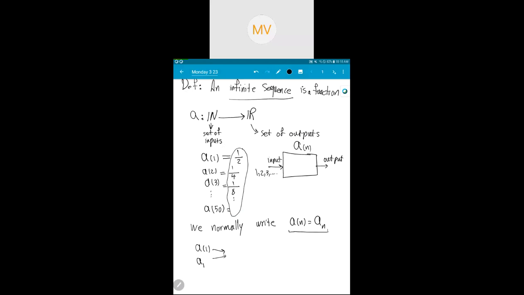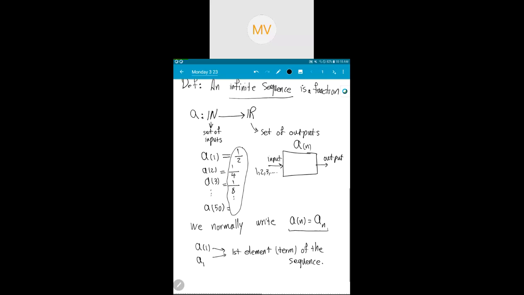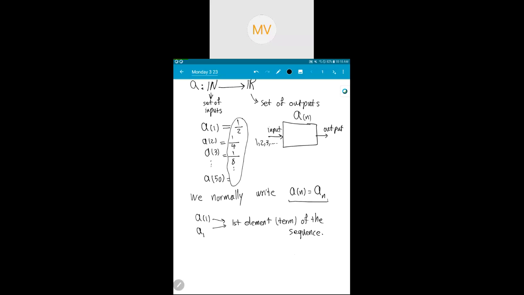Both mean the first element or the first term of the sequence. So they both have the same meaning, A sub 1 or A of 1. But from now on, we're going to use A1. Okay. So the sequence up there, instead of A of 1, I'm going to write A sub 1, A sub 2, A sub 3, and so on. In general, A sub n. This is called the nth term of the sequence. And you can imagine this is the first term, second term, third term, and so on. Okay. Questions so far?